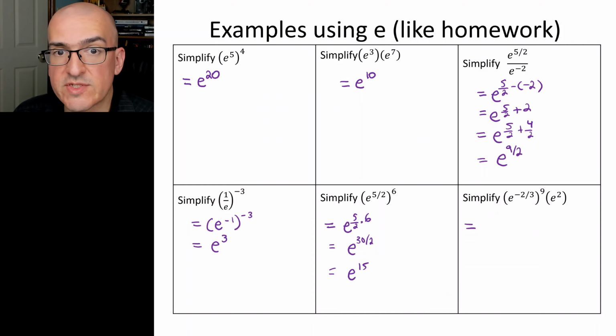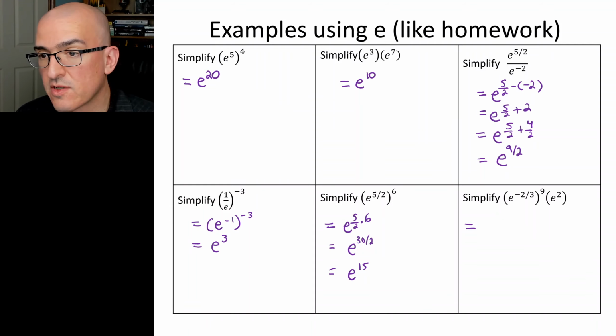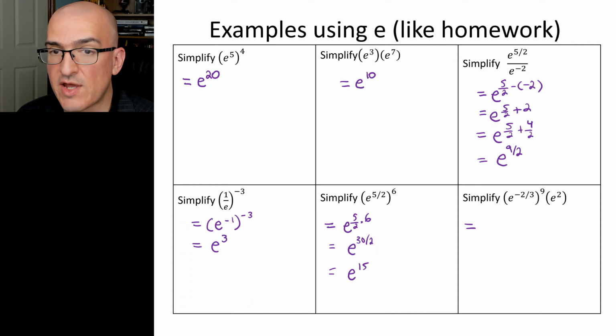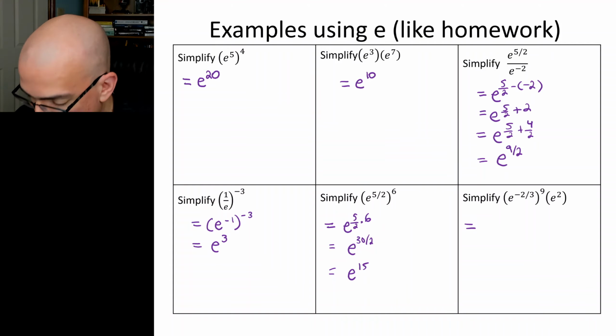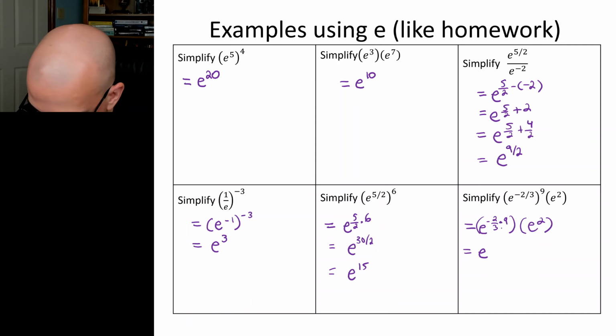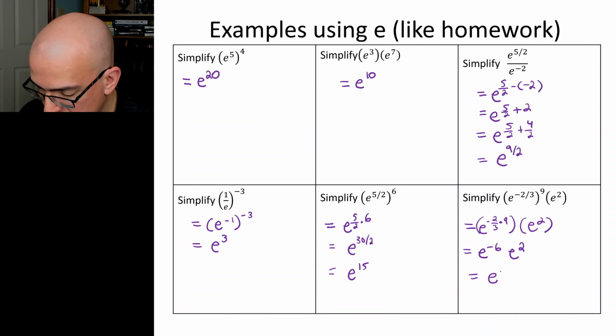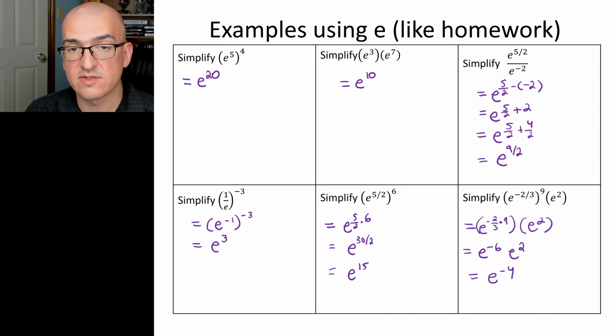And the last one looks yucky, and it is a little bit yucky. We're going to have to do this in a few steps. I'm going to first deal with the first bracket. I have e to a power, so I'm going to multiply those powers: e to the negative 2/3 times 9. The e squared is still hanging out. So that'll be e to the negative 18 divided by 3. So e to the negative 6 times e to the 2, which is e to the negative 6 plus 2, which is e to the negative 4. And that's it. That'd be your answer.